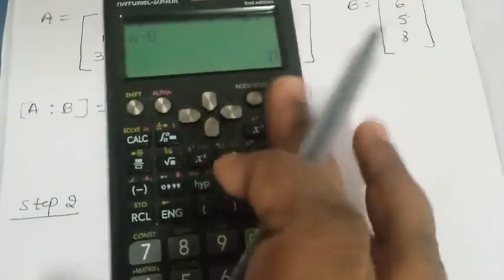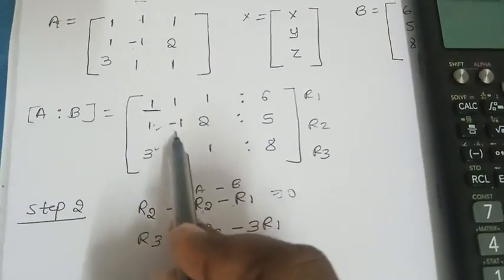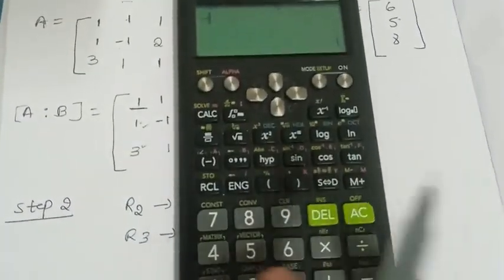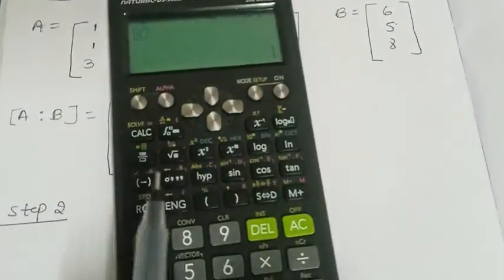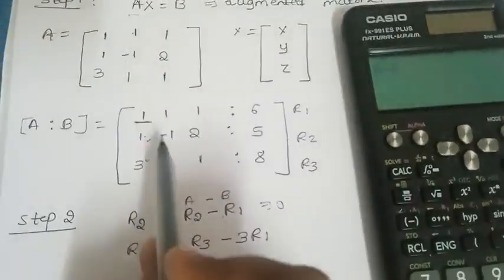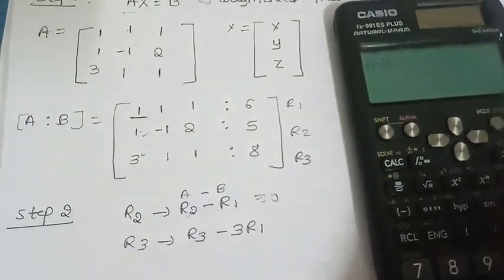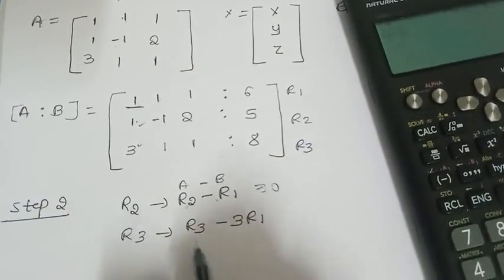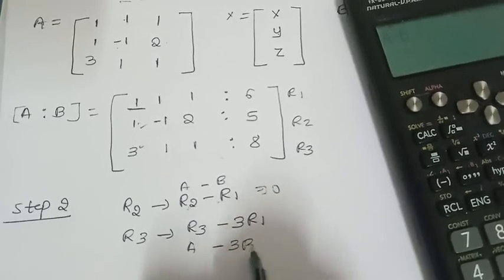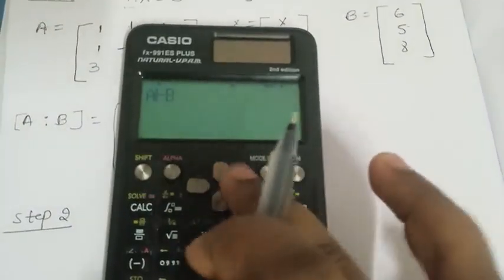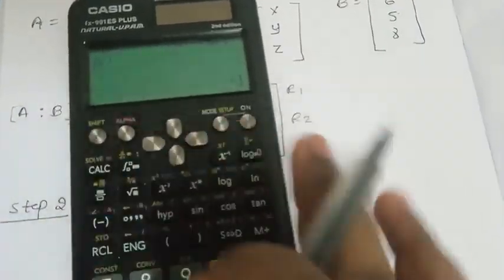Like I will do another example on the calculator. What's our A value? Minus 1. Then what's our B value? B value 1. Equals, then we got minus 2 here. We got minus 2 here after applying the row operation. Same like this, R3. I will take A, then 3R1 as B. So A minus 3B, right? A minus 3B. Calc button.